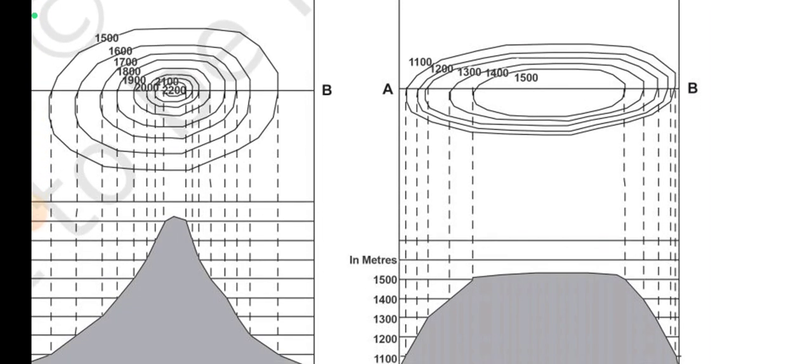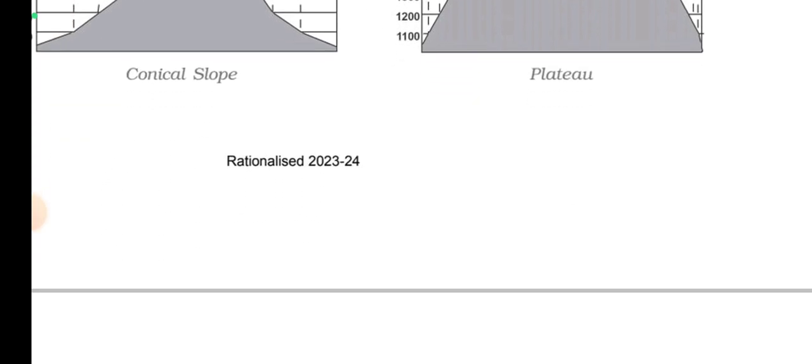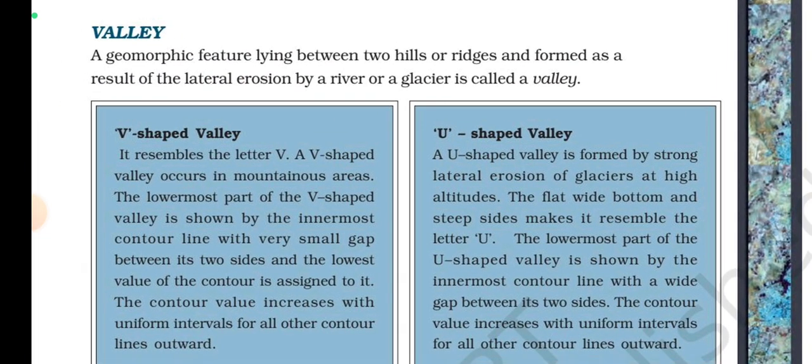So here you can see the height is increasing from 1100 to 1500, and you can see there is a big gap. The height is the same in the middle, and the area within the 1500 contour is very big, so we are calling it a plateau area. Okay, so you can identify it in this way from the contours.